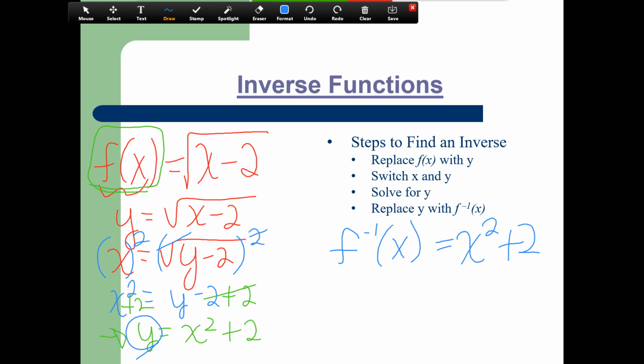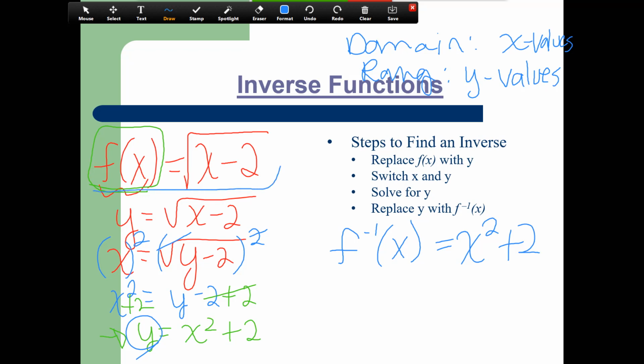If your x's and your y's flip-flop, if you remember, domain is going to be what is okay to be in your x's. So that's going to be your x values. And range is going to be your y values. Well, if your x's and your y's flip-flop when you're doing inverses, doesn't it make sense that your domain and range would also flip-flop? Which means there may actually be an implied restriction on this inverse function that we just got. Take a look over here.